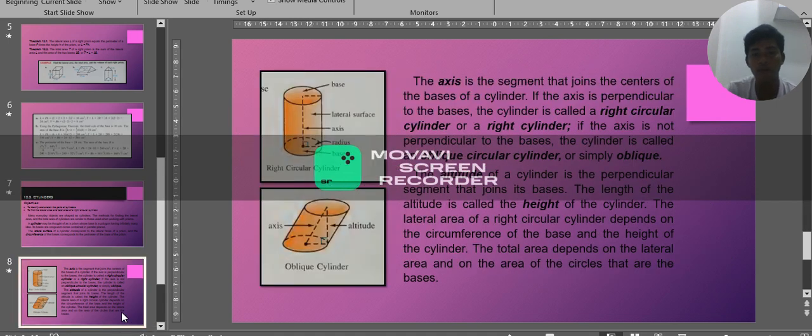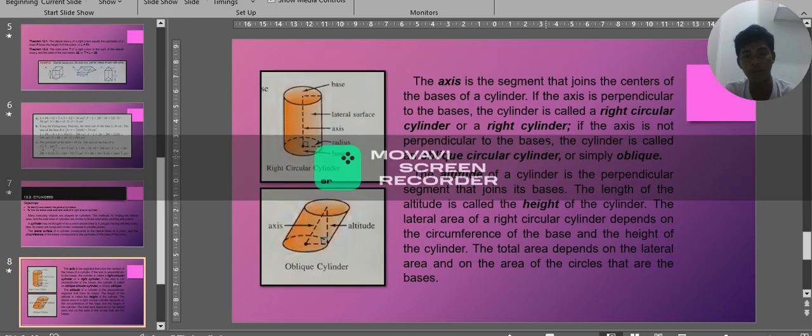Now, let's talk about the parts of a cylinder. According to this, the axis is the segment that joins the centers of the bases of a cylinder. If the axis is perpendicular to the bases, the cylinder is called a right circular cylinder or a right cylinder.